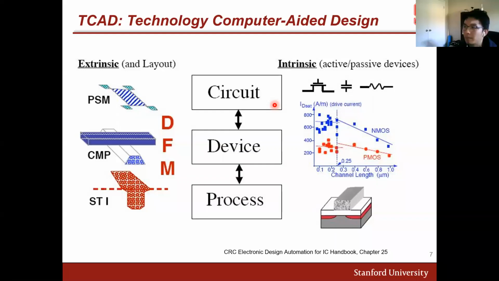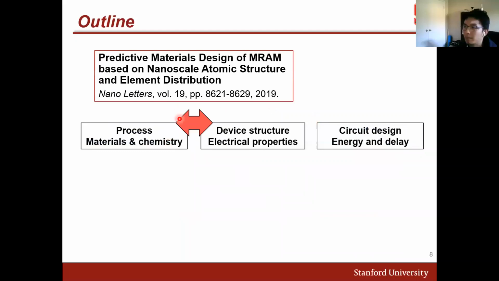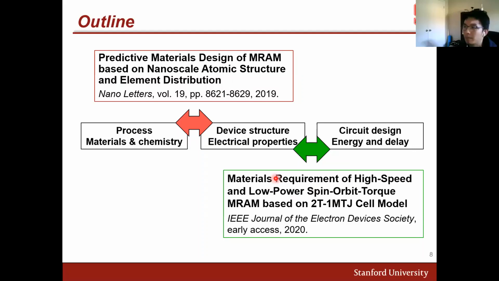Of course, this is three parts, right? So I'm first going to talk about the first link between the process and the device. So this is work done, published last year, and mainly focusing on the voltage control MRAM. And the second part is the device and the circuit part, right? This part is mainly focused on the spin orbit torque MRAM. So I'll get into the first part now.